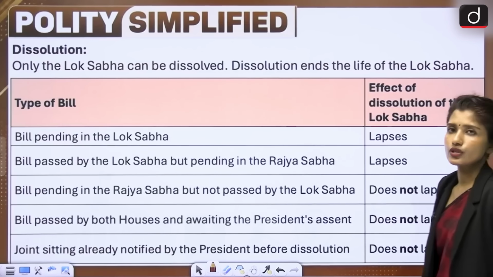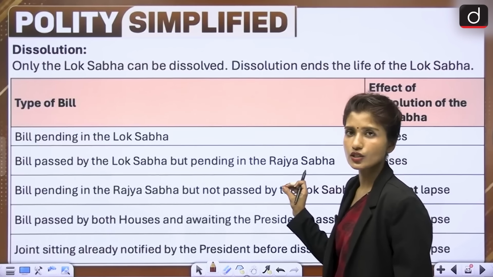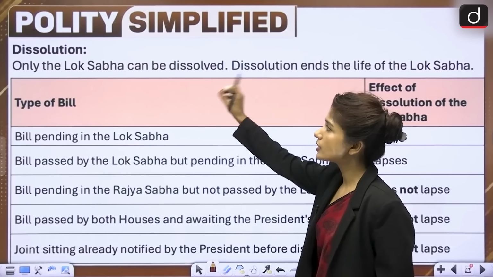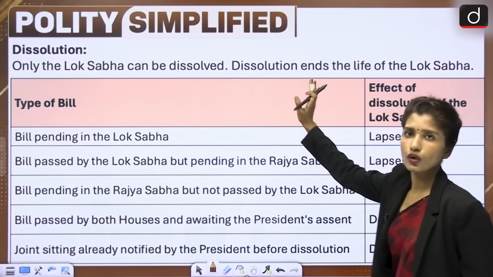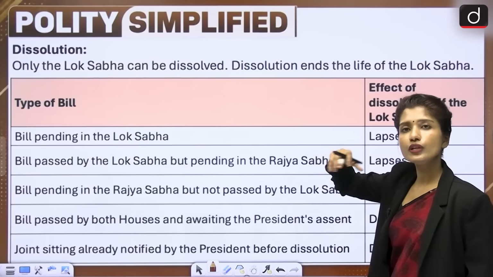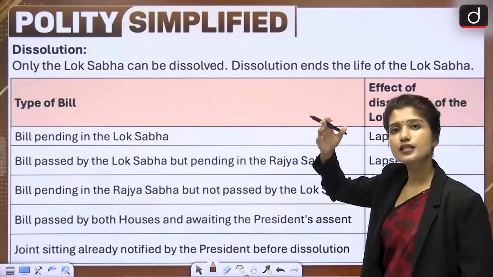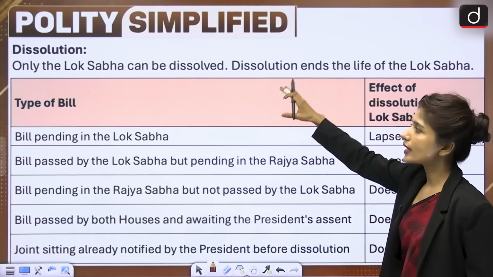Next is dissolution. This was the last part by which a session or sitting can end. So dissolution is when the Lok Sabha itself gets dissolved. What happens in that case? We know that Rajya Sabha cannot be dissolved because it is a permanent house. So in this case, what happens to the bill?